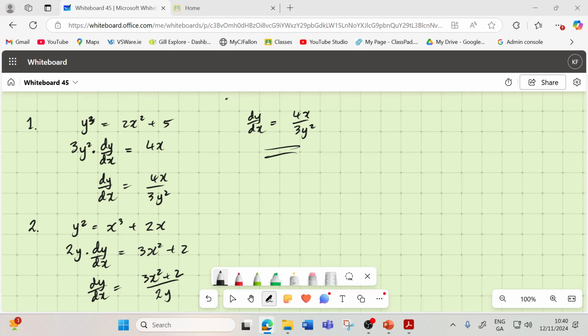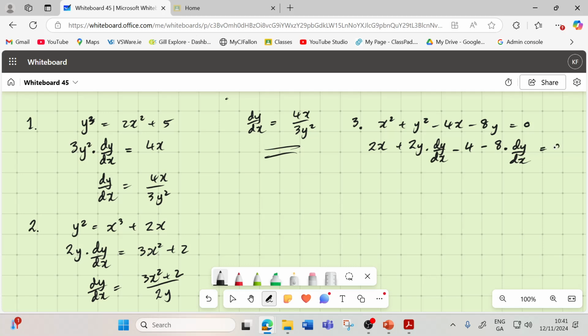Right, question 3. This is my freezer chop. Right, so you have x squared plus y squared, minus 6x, minus 4y, equals 0. Find dy dx and use it to find the slope of the tangent of the circle at the point 6,2. So differentiate with respect to x. The derivative of x squared is 2x, plus 2y times dy dx, minus 6, minus 4 times dy dx, equals 0.